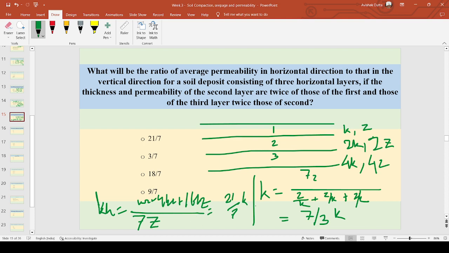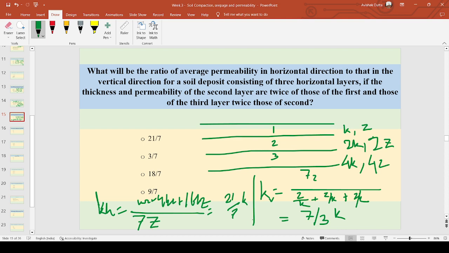Okay, now we find out the K vertical, that is the harmonic mean. Thickness divided by the sum of thickness to permeability ratios, Z by K, plus in the second case it is 2Z by 2K. So 2 gets cancelled, it is again Z by K. In the third case it is 4Z by 4K. So 4 gets cancelled, again Z by K. So we get 3Z by K. Z gets cancelled, we get 7 by 3K.